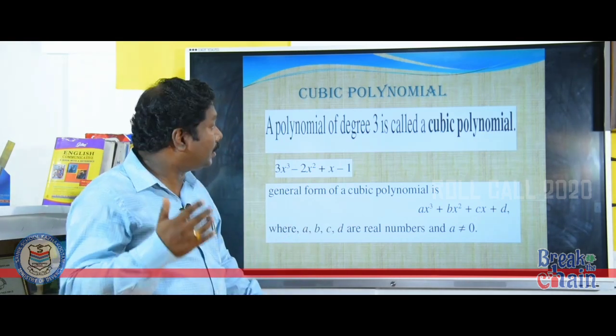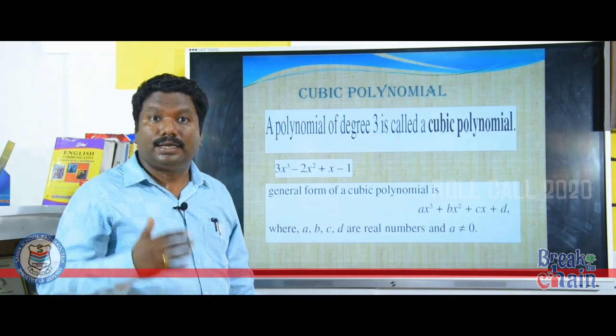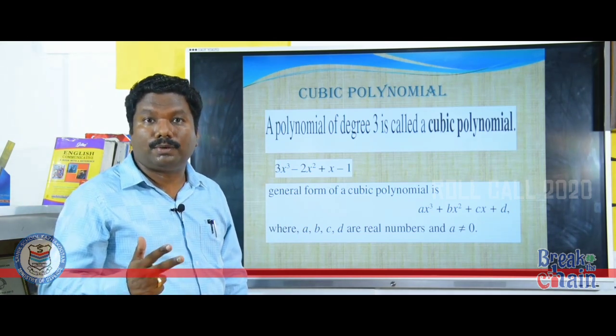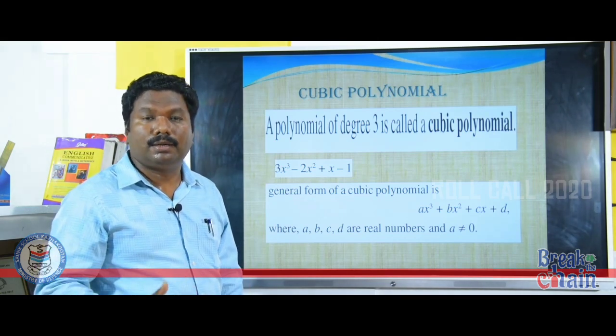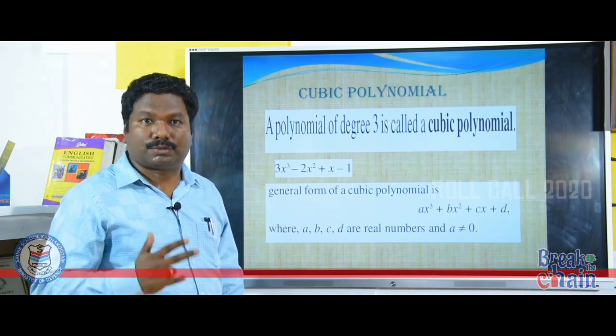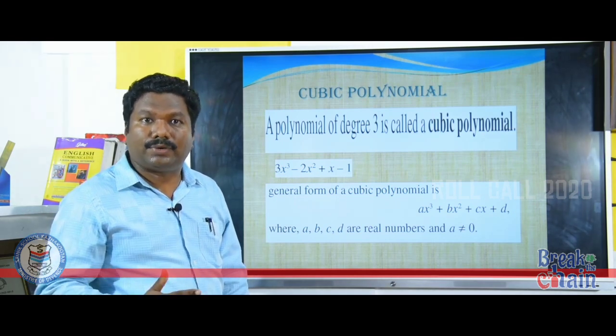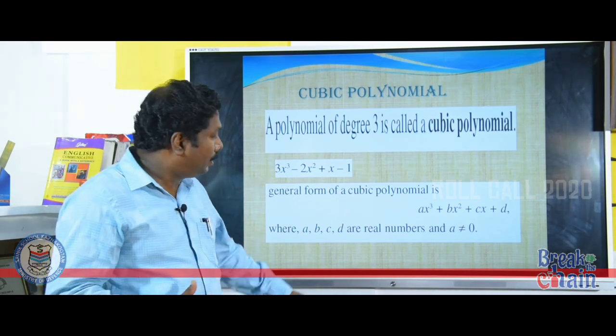Okay, so three cases we discussed: linear polynomial, quadratic polynomial, cubic polynomial. A polynomial of degree 1 is a linear polynomial, a polynomial of degree 2 is a quadratic polynomial, and a polynomial of degree 3 is a cubic polynomial.